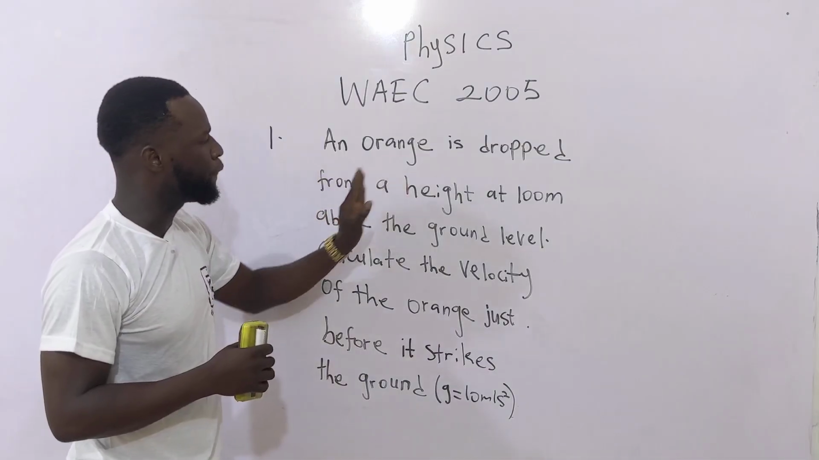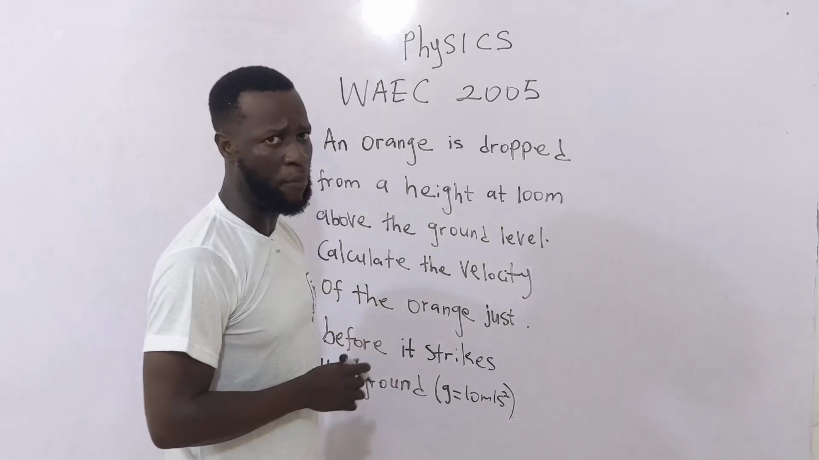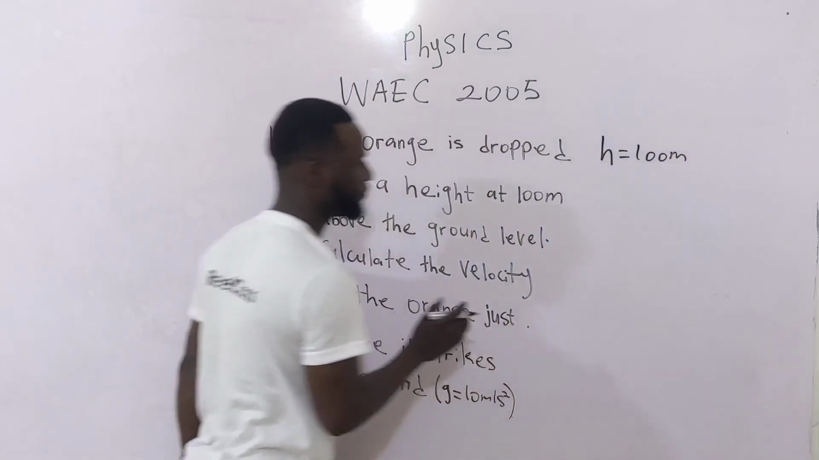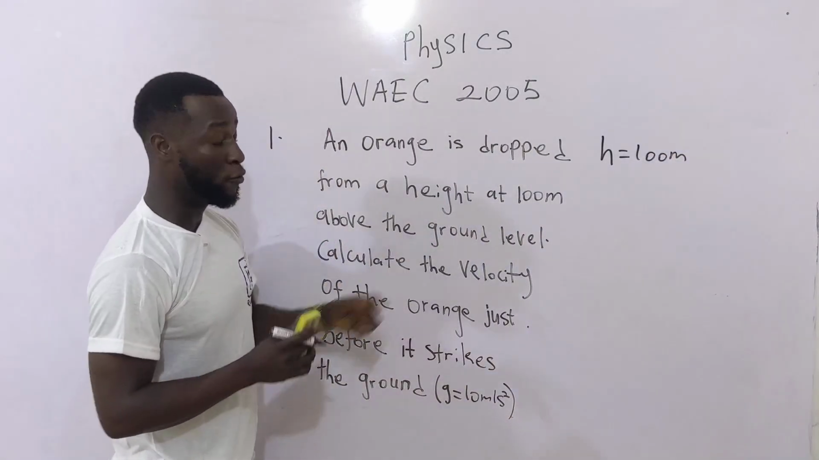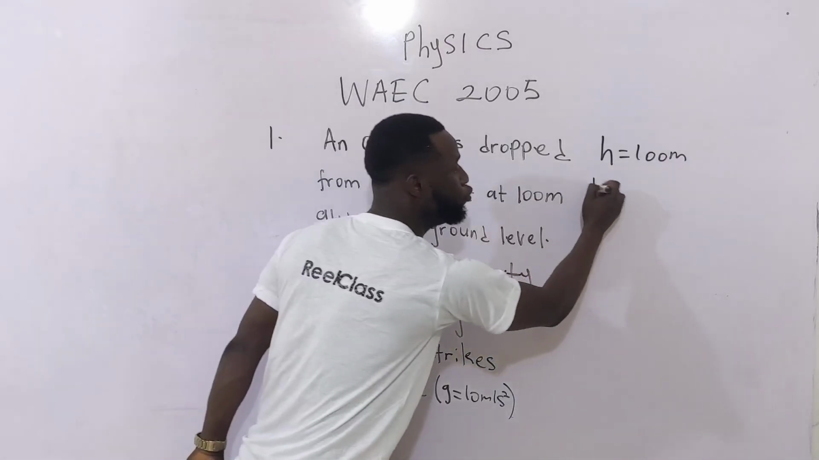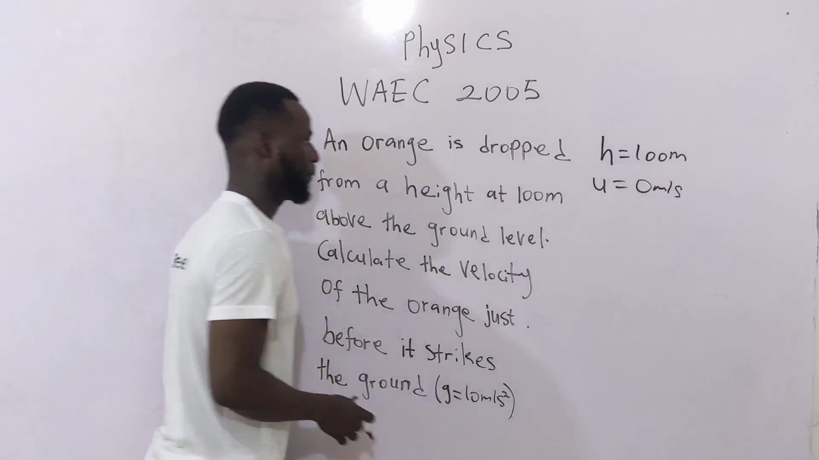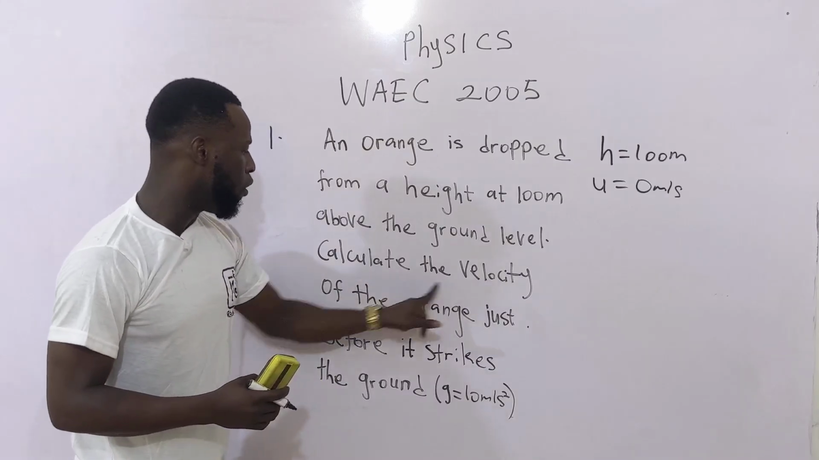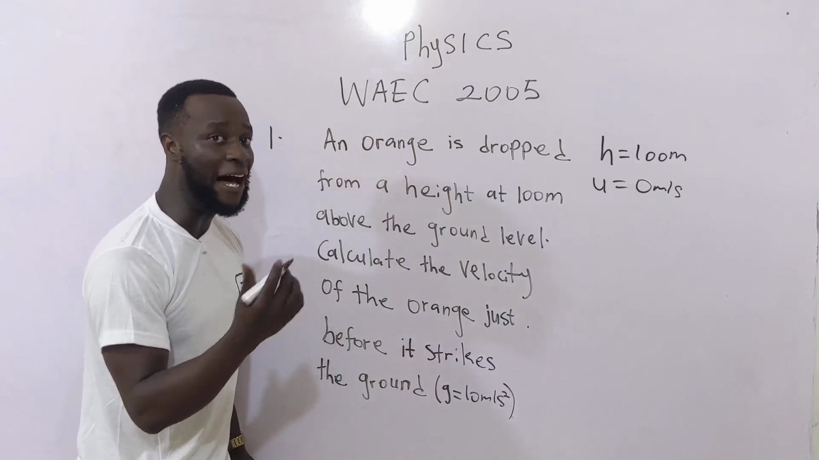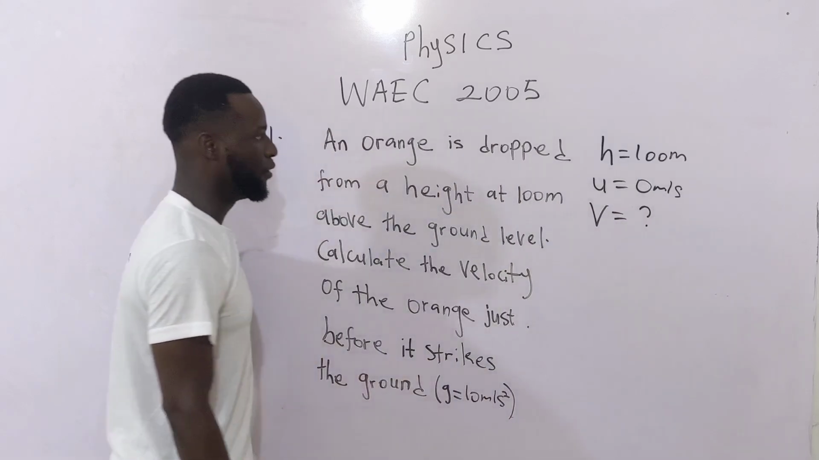An orange is dropped from a height of 100 meters above the ground level. We set out our parameters, which means that height is equal to 100 meters above the ground level. It was dropped, it was released. Just like I said, if it is released or dropped, u will be equal to 0 meters per second. Calculate the velocity of the orange just before it hits the ground. This velocity they are asking us for is the final velocity, v. We are looking for the final velocity just before it hits the ground.